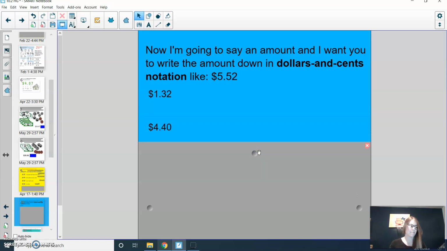Should look like this. Then write down 72 cents. Again, 72 cents. And try to keep it in dollar cent notation. For this one, you should have dollar symbol, 0, decimal point 72. If you had just 72 with a cent symbol, please write it in dollars and cent notation next to it.